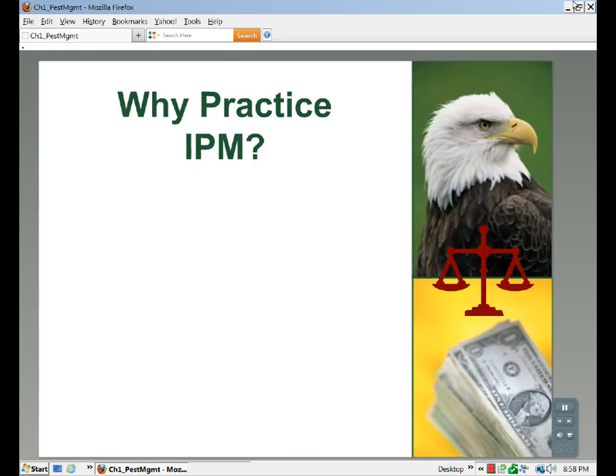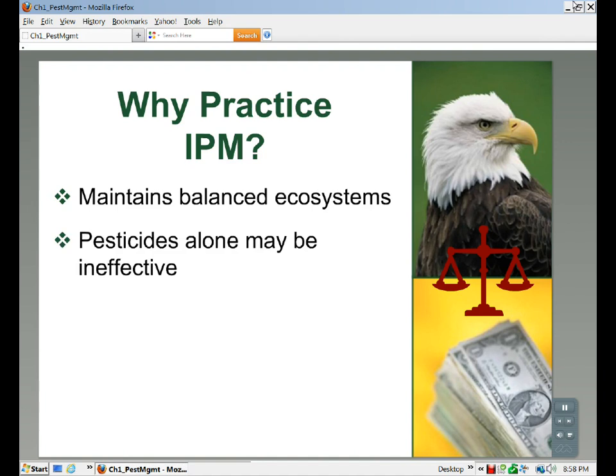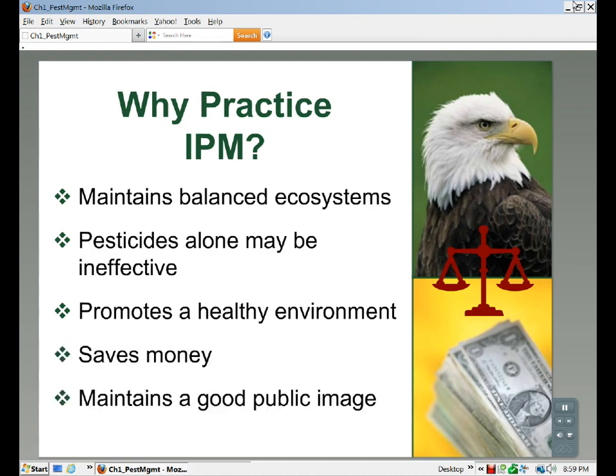The shift from using only a single control tactic to IPM provides for a more balanced ecosystem, since factors other than damage alone are part of the decision making. We know that continued use of pesticides without thought to resistance management and effects on the environment can result in the product becoming less effective. Using IPM promotes a healthy environment, and it saves you money over time.